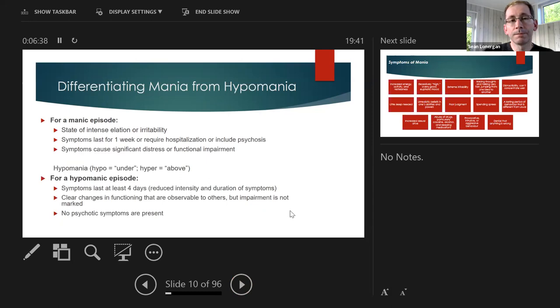So when we're thinking about mania and hypomania, we're really thinking to a large degree on the duration, but also the severity and number of symptoms. So for a manic episode, this would be represented by a state of intense elation or irritability. The symptoms typically last for at least 1 week or require hospitalization and or include psychosis. And symptoms cause significant distress and or functional impairment. For a hypomanic episode, the duration needed for a diagnosis is less, so symptoms of at least 4 days. So we typically think about hypomanic experience as reduced in intensity in terms of the symptoms, and also reduction in duration of the symptoms. Any and all symptoms in mania can be presented within a hypomanic episode except for psychotic symptoms. So there are clear changes in functioning that are observable to others, but impairment is not necessarily as marked, and there are no psychotic symptoms for hypomania.